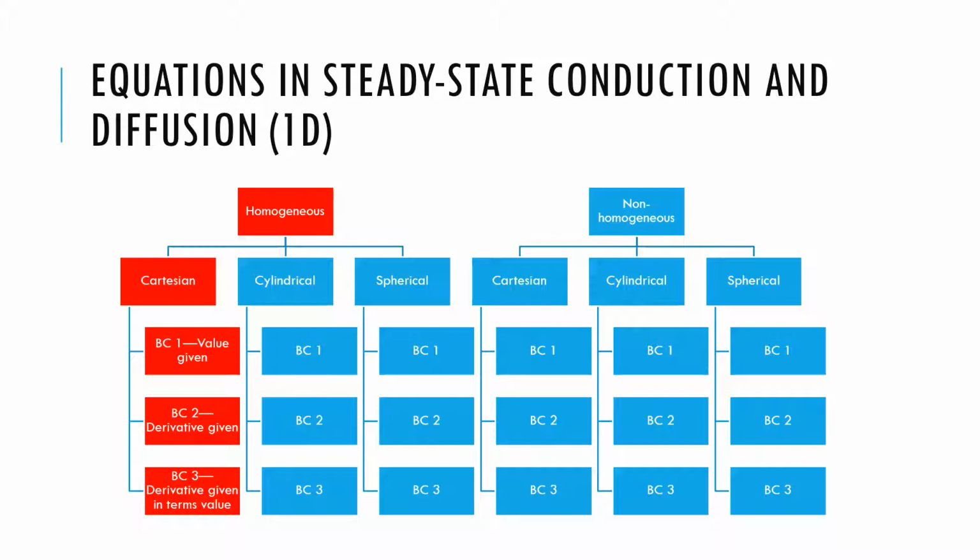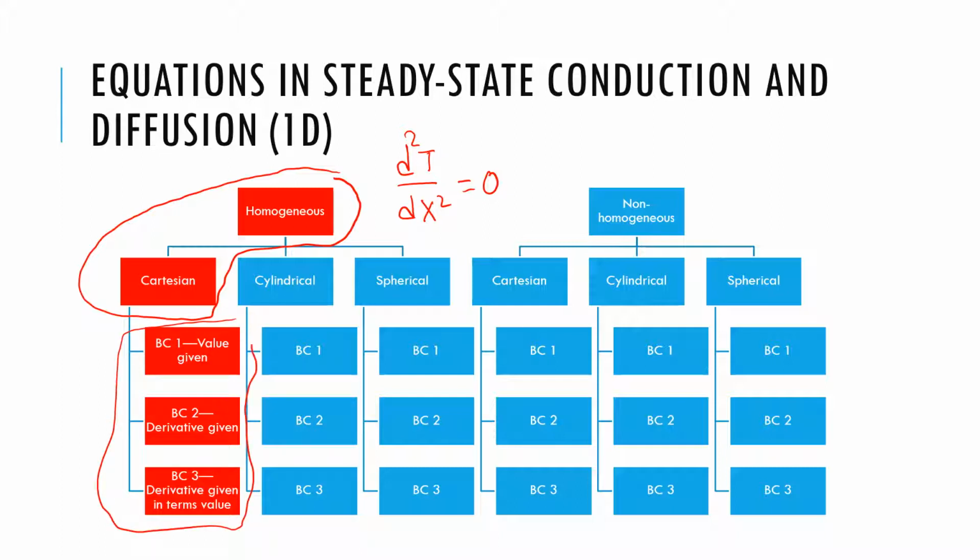So we are considering the homogeneous heat conduction equation in Cartesian coordinates without the time derivative, meaning we are only talking about the solution to this equation. It can't get any simpler. In the following slide, we're going to talk about the solution to that equation for three different boundary conditions.